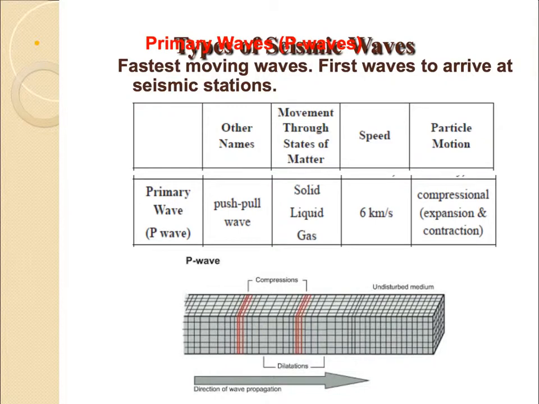So the first type of wave that we're going to talk about is a primary wave. Primary waves can be called push waves. They can also be called compress-expand waves. They can also be called push-pull waves.